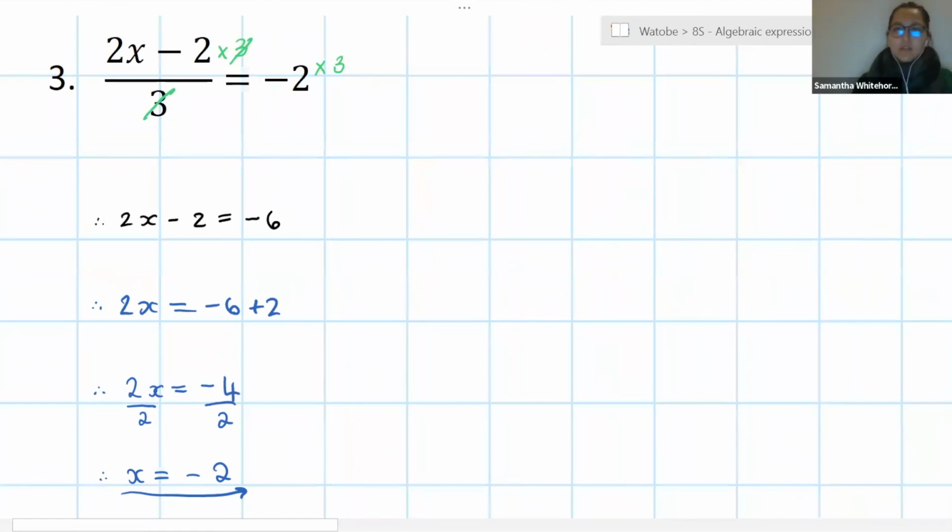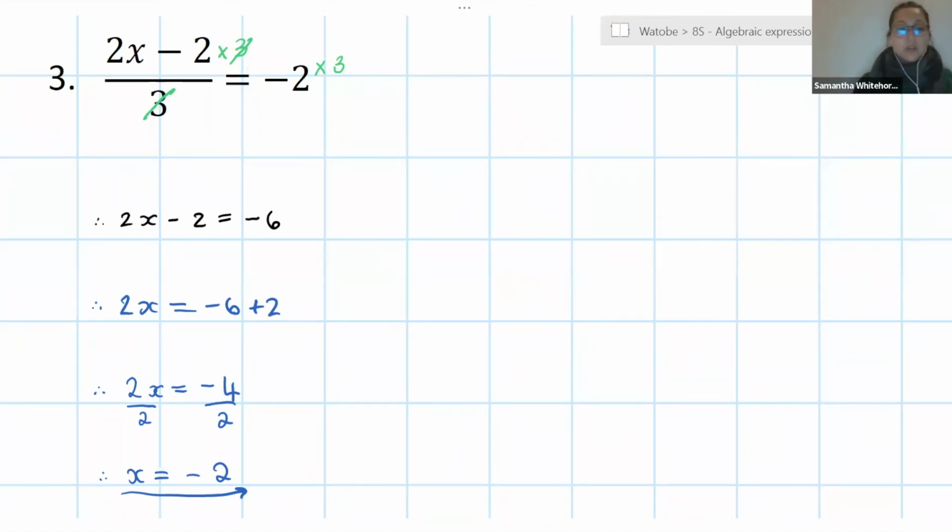Once we've dealt with that fraction, life becomes so much easier. And so that's why I'm saying if we can deal with the fraction, let's do it. So once you've dealt with the fraction, sorted, we now just use our inverse operations that we used to, and we go and get our answer.